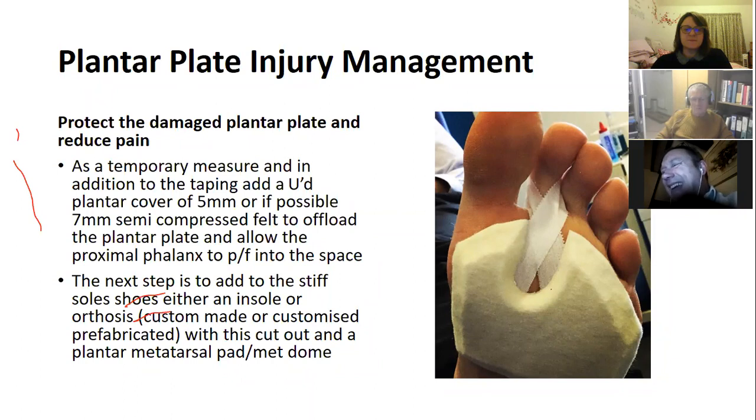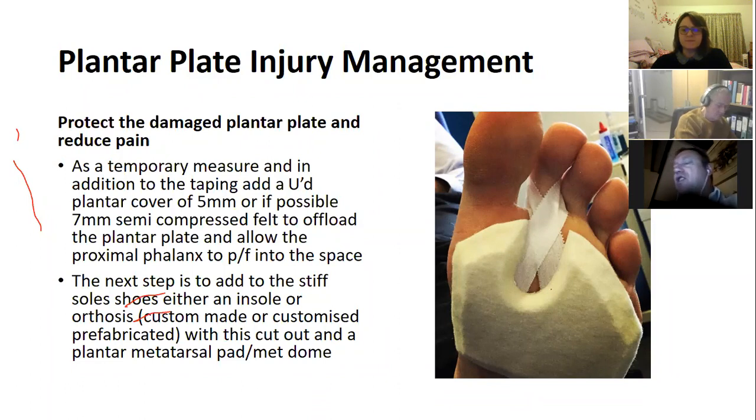5mm is okay, and I can understand that from a footwear point of view, but it's better if it's 7mm. You need that additional thickness to get further offloading. 7mm will reduce the pressure on that metatarsal head by around between 30 and 40% of its original pressure, for about a week, that is, before the felt crushes. So you've got the taping there, you've got the U'd plantar cover. This will be great at offloading those areas. So you're protecting the plantar plate, you're reducing the dorsiflexion of the toe, you're reducing the compressional stress.